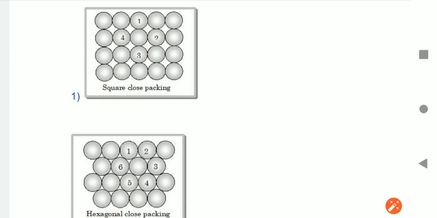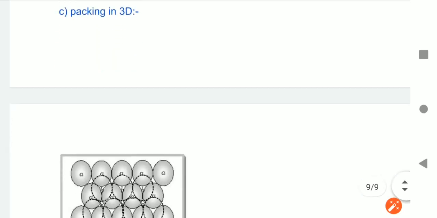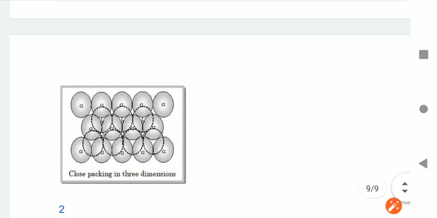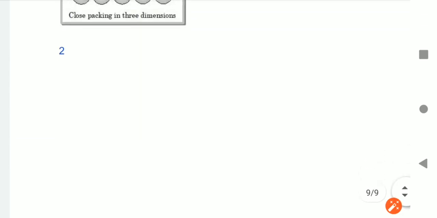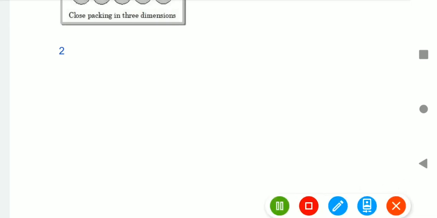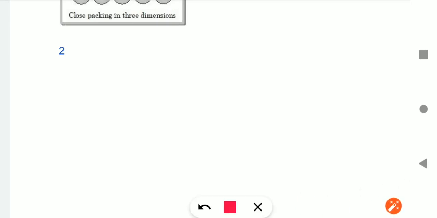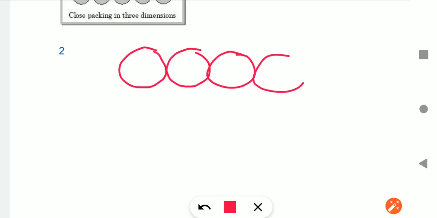Okay, I hope you have understood the 2-dimensional packing. Now come to the 3-dimensional packing. This is very, very important. 3D packing. Understand very carefully, students. This is the most important topic and difficult to understand. So students, this is layer A, and I am putting another layer just below the groups of layer A.